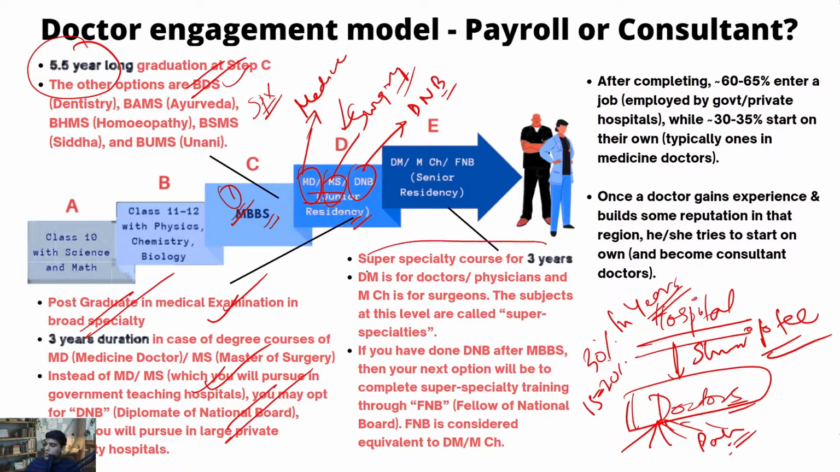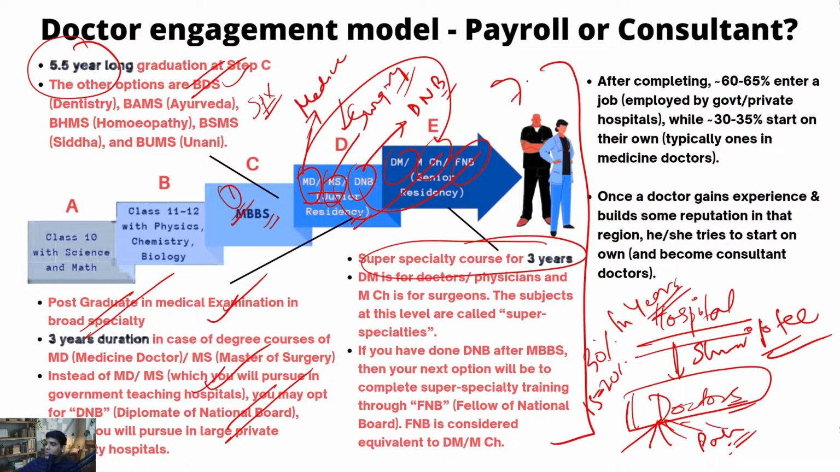Now after your graduation of 3 years, you can also do a super specialty for another 3 years. The respective course names are DM, MCH and FNB. It is nothing but MD does DM, MS does MCH and DNB will have to do FNB. Here you study in a particular super specialty to gain that. Now after 7 to 8 years of studies, typically 60-65% of the doctors enter into a job. It can be either in a government college or a private hospital, and 30-35% start on their own.